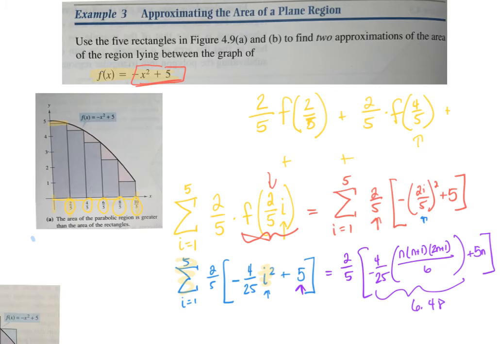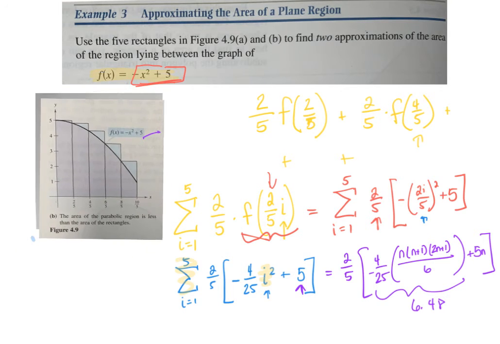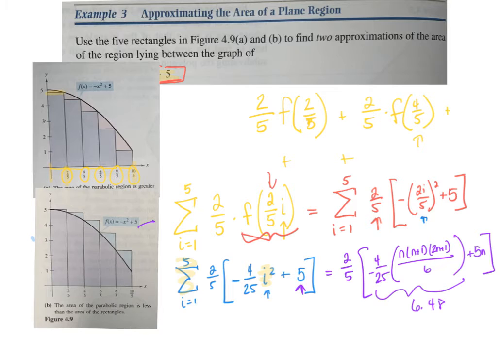All right? That's my right endpoints. My right endpoints, all right? If I were to do this with my left endpoints, instead of using i, I'm going to use i minus 1. All right, and I'll explain why. So let's bring this guy back up here. All right, we'll compare these two so you can see them.